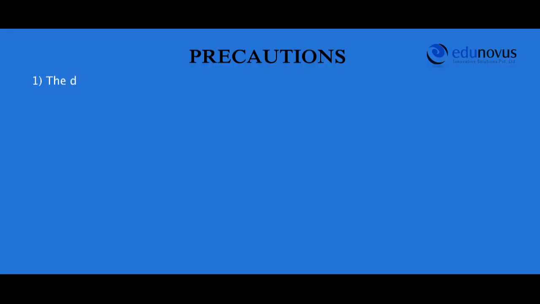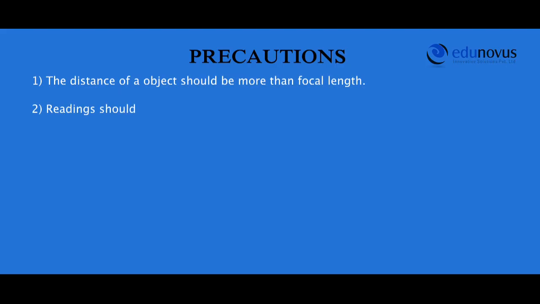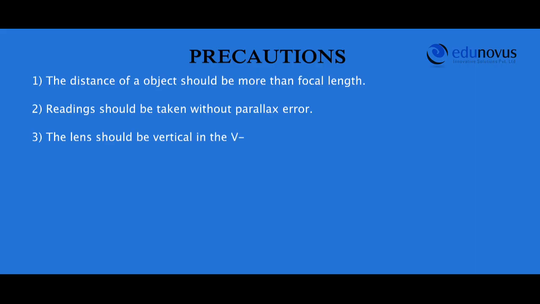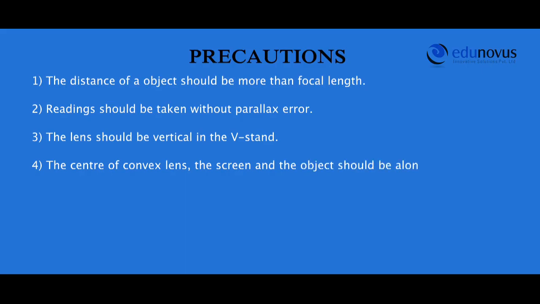Precautions. The distance of the object should be more than the focal length. Readings should be taken without any parallax error. The lens should be vertical in the V stand. The center of the convex lens, the screen and the object should be along the same horizontal line.